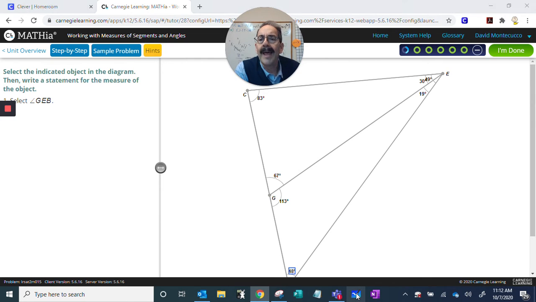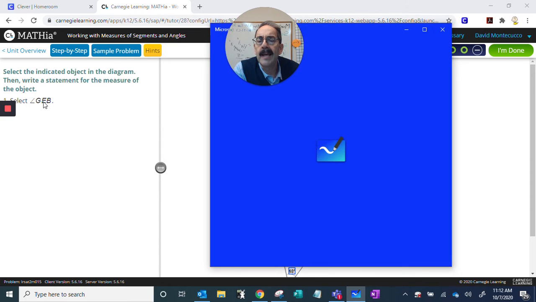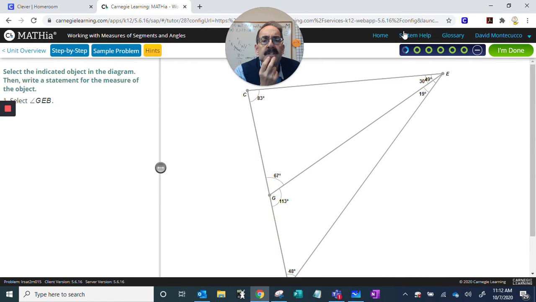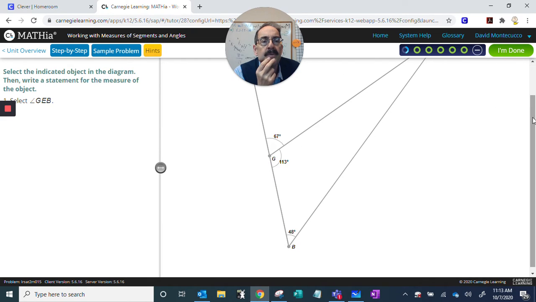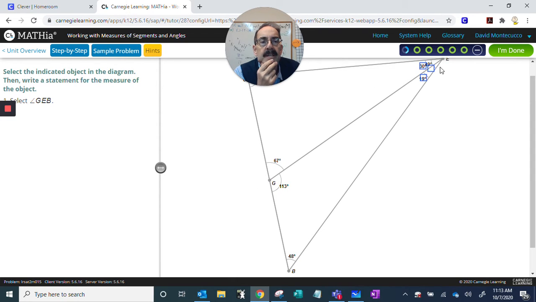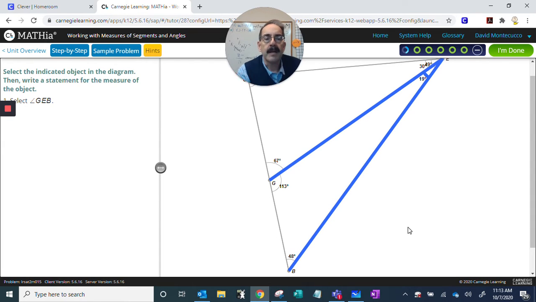Okay, so now the angle symbol represents angle, and it's GEB, angle GEB. So let's just look for that. Let's look for a G. There it is. Let's look for an E. GE. Kind of scroll a little bit. GEB. I've got a small screen here. GEB. So now I'm going to click here. There it is. GEB. Now it's going to pop up.